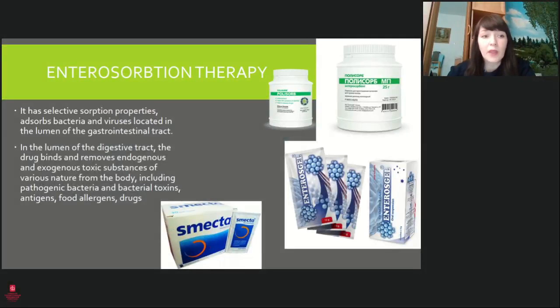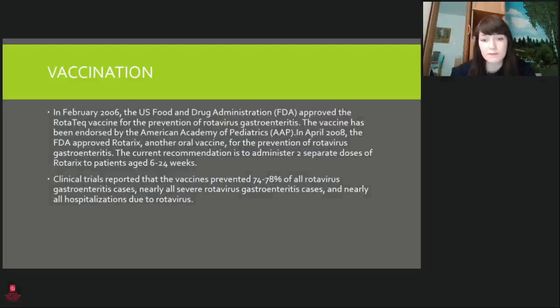Enterosorption therapy has selective sorption properties and absorbs bacteria and viruses located in the lumen of the gastrointestinal tract. In the lumen of the digestive tract, it removes endogenous and exogenous toxic substances of various nature from the body, including pathogenic bacteria and bacterial toxins, antigens, food allergens, and drugs.